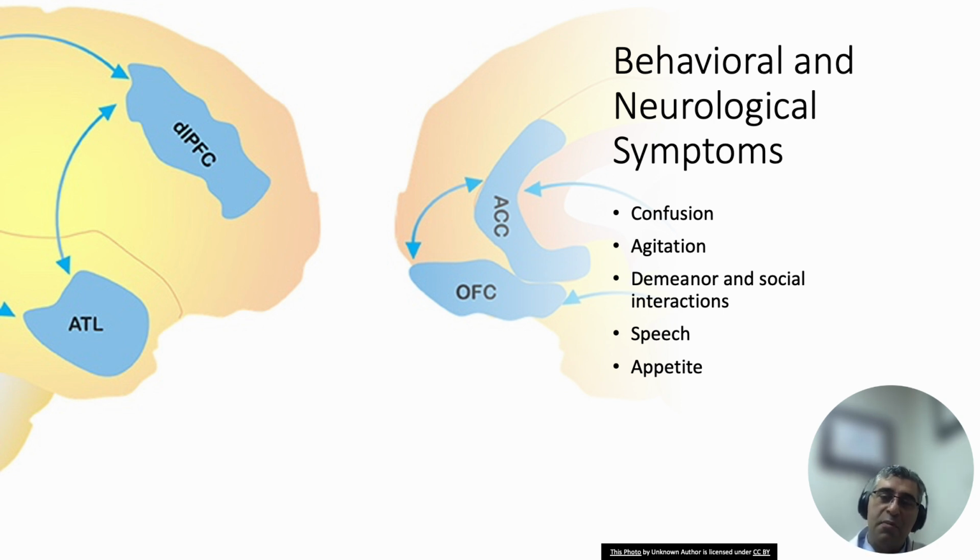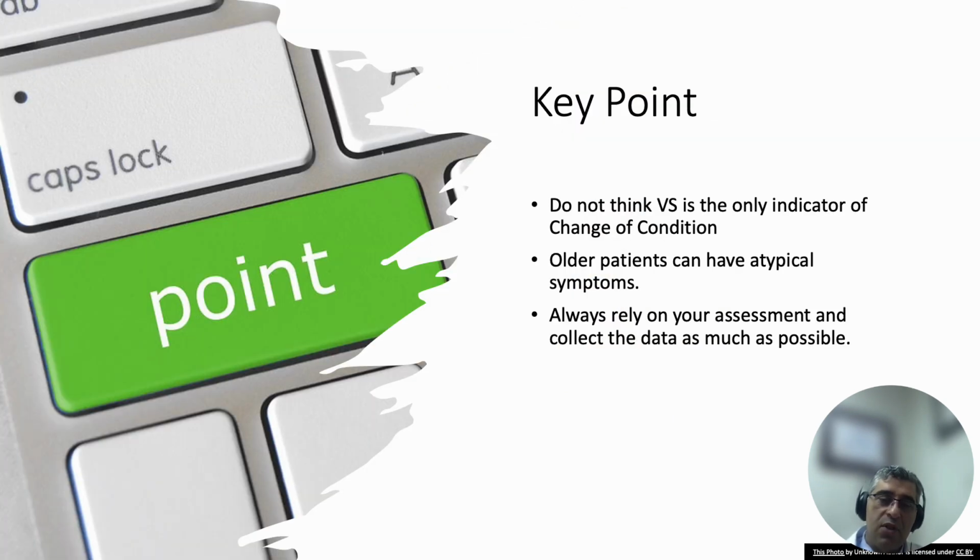If someone has less social interaction than before, it means there's definitely a change of condition. The speech of the resident has changed. Their articulation has changed. That is important. Appetite. When the resident is not eating, it's not only psychological, it can be a sign of a systemic problem, and that needs to be addressed very well.